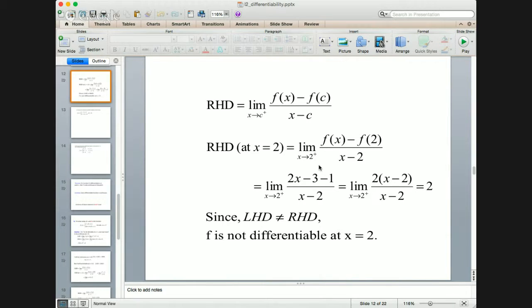Right-hand derivative, again f(x) minus f(2) by x minus 2 as x takes values greater than 2 but close to 2. So f(x) is 2x minus 3 when x is greater than 2, and f(2) is 1. So the numerator becomes 2x minus 4, which is 2 times x minus 2. This simplifies to the limit of 2, which is 2. And then we are almost done. The right-hand derivative and the left-hand derivative are not equal, and we say therefore the function is not differentiable at x equal to 2.